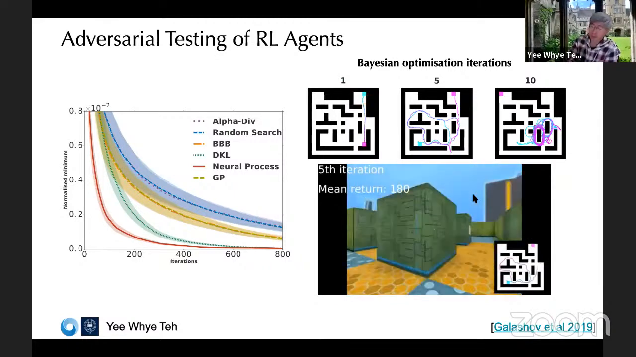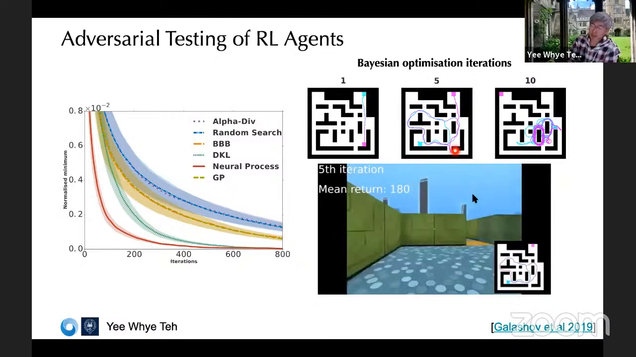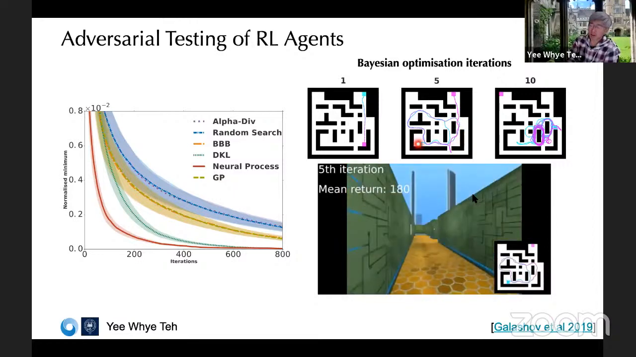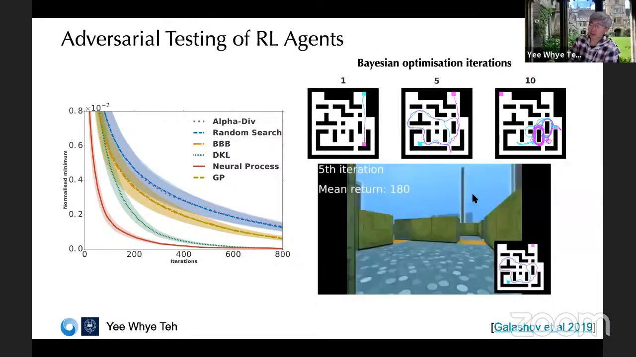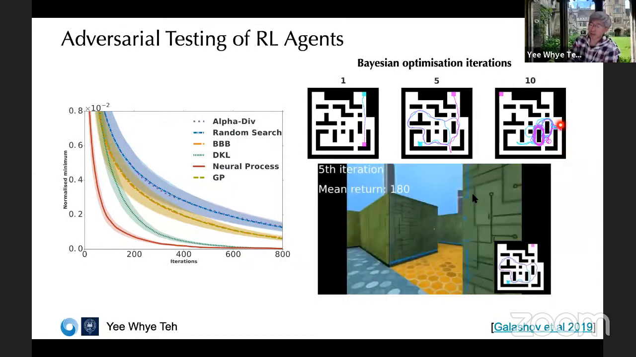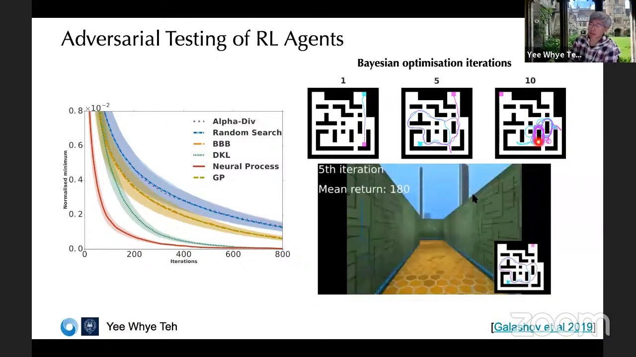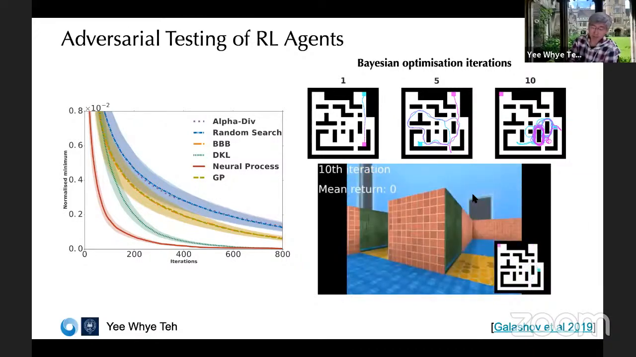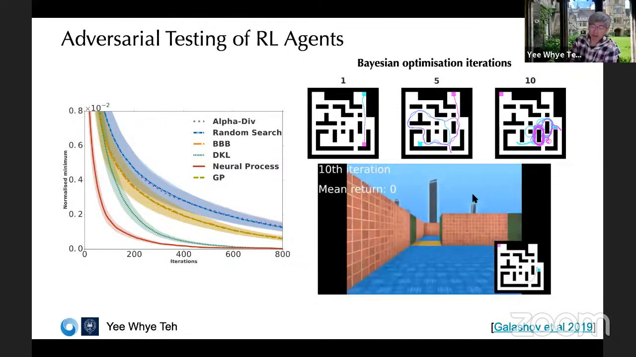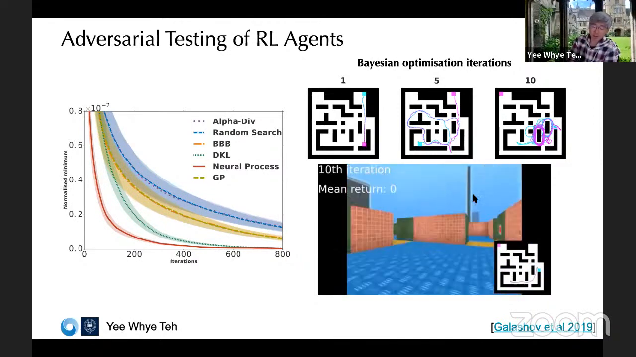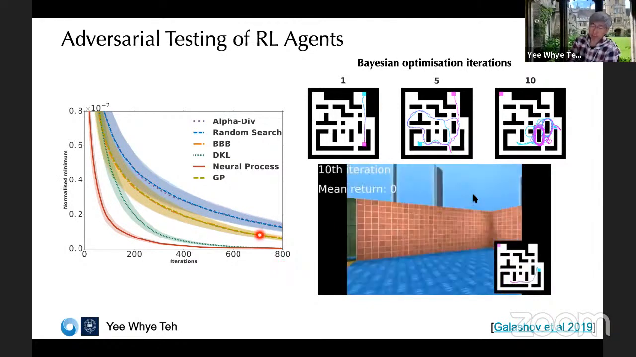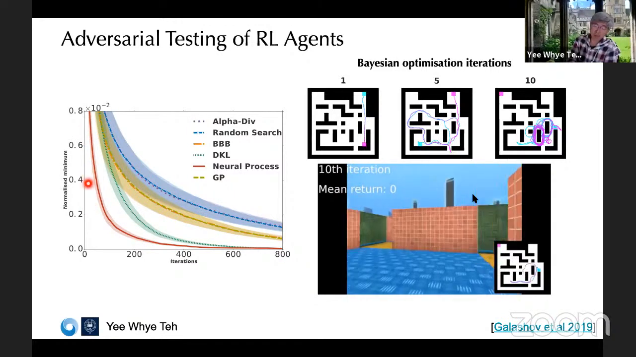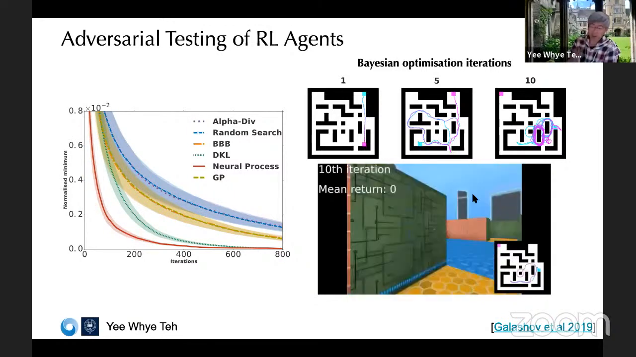That's easy to do. On the fifth iteration, it finds a maze where the agent went around a few times before finding the goal location. And then by the 10th iteration, it found a maze that's kind of confusing for the agent. So the agent just goes round and round in this bit of the maze and never actually finds the goal location. And here's, in a sense, an optimization curve where, over iterations of a Bayesian optimization procedure, we manage to find mazes that stump our agent very quickly compared to other procedures.